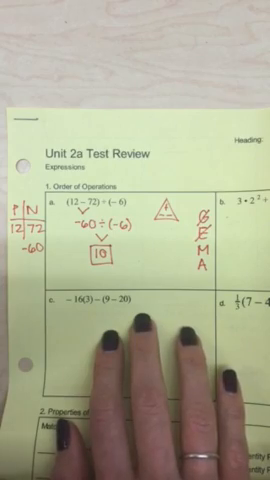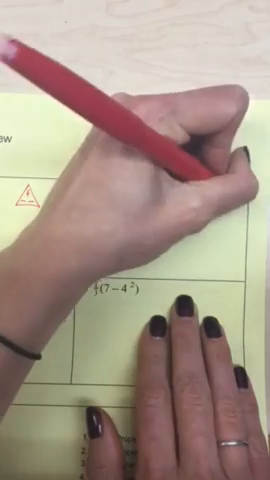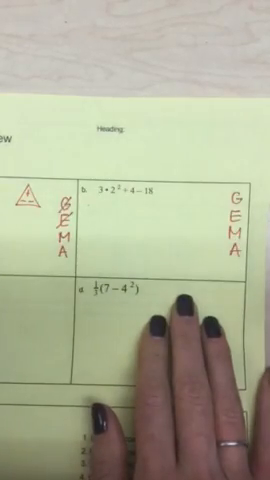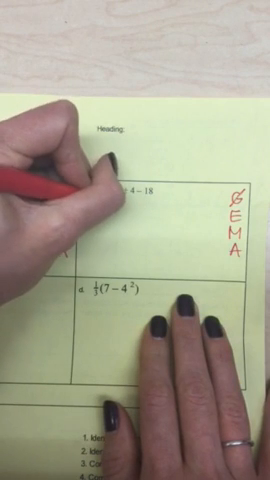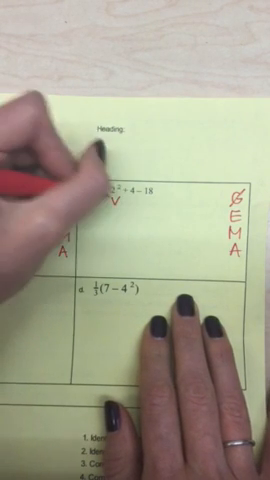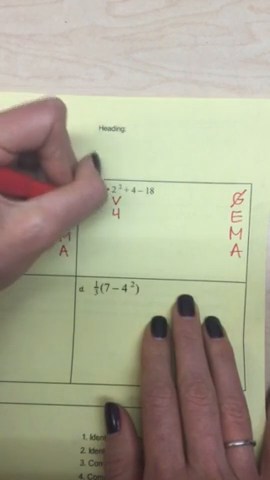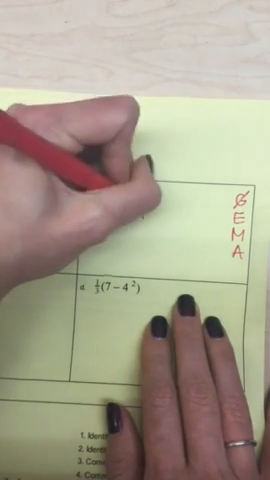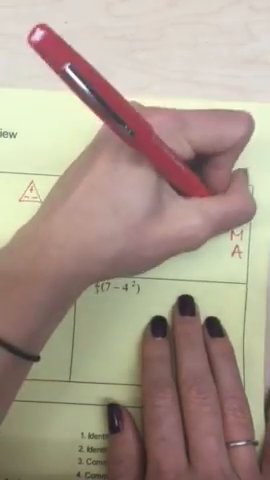Let's look at problem 2. Again, I'm going to go through my GEMMA. I don't have any grouping, so I can cross that out right now. Next, I'm going to do exponents. I have 2 to the second power, which means that I'm multiplying 2 times itself 2 times. So that's 2 times 2, which is 4. I'm going to bring that down, and I'm going to bring down everything else around it. 3 times plus 4 minus 18. All right, so now I'm done with exponents.